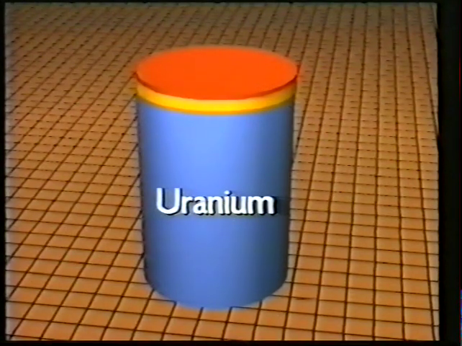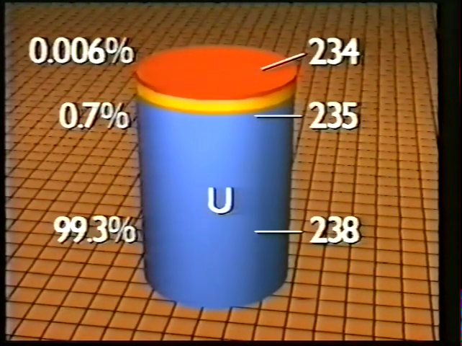Uranium is the most usual fuel. It has 3 naturally occurring isotopes, U-238, U-235, and U-234. In a uranium-fueled reactor, the only isotope that will work is U-235. However, it is rare.